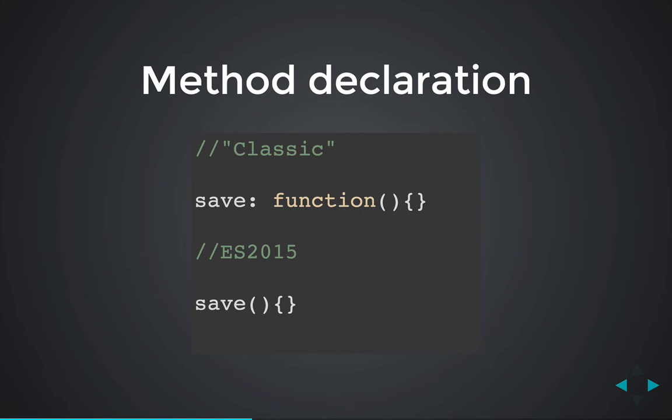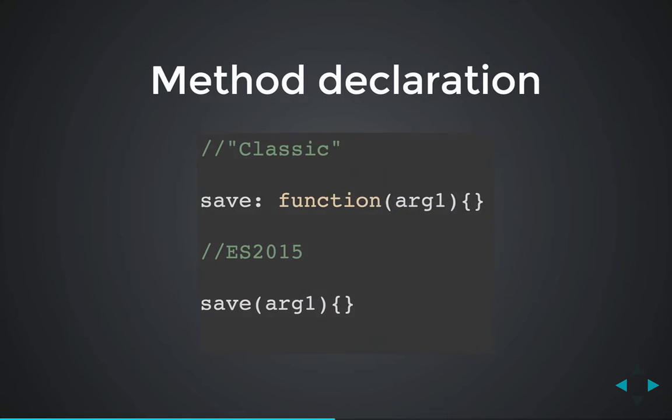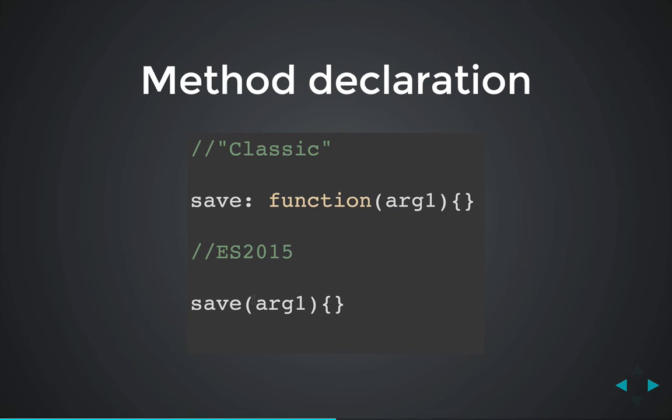The first is in method declaration. Here we have save, function. And down here we have the same information with just save and then two parentheses. We're able to lose the colon and the word function. These are useless bits of detritus that we no longer need. So we have the same amount of information in a smaller form factor, so it's more clear and easier to read. If we want to add an argument, that's easy to do. We just put it in between the parentheses, like we would normally.